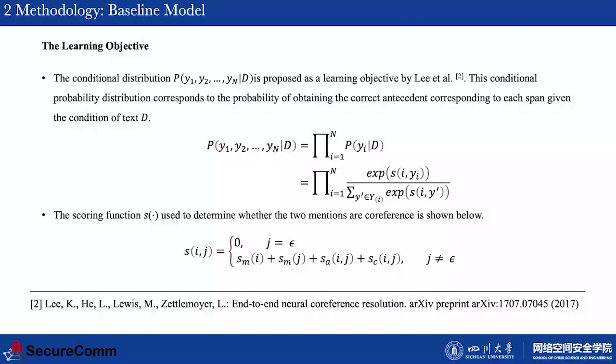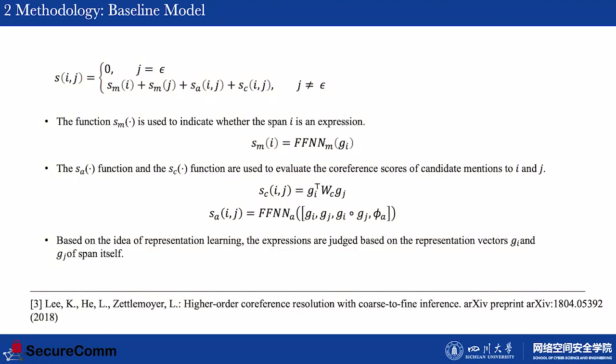In this work, we use the model proposed in DROSH 2019 as our baseline model, which has achieved outstanding results on the Antinode's 5 general course. The learning objective is the conditional probability distribution, which corresponds to the probability of obtaining the correct antecedents for each span given the condition of text D. And the scoring function S used in the learning objective computation determines whether the two mentions are coreference, as shown below.